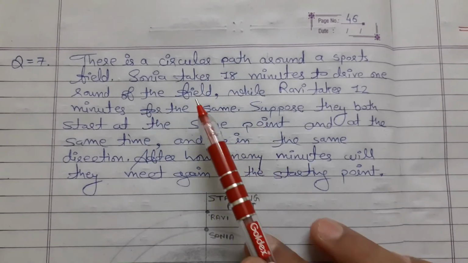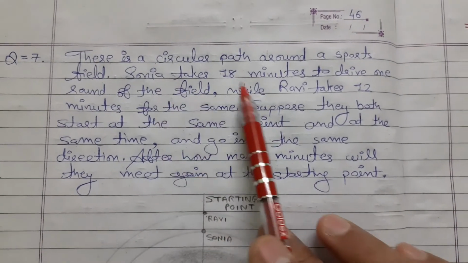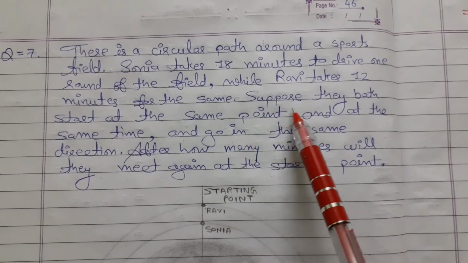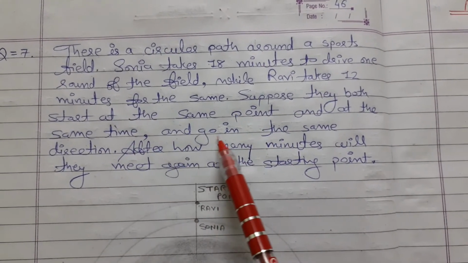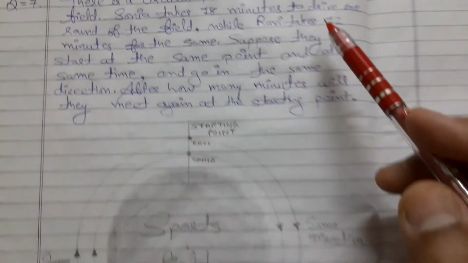Moving on to the last question. Question number 7. There is a circular path around a sports field. Sonia takes 18 minutes to drive one round of the field, while Ravi takes 12 minutes for the same purpose. Suppose they both start at the same point and at the same time and go in the same direction. After how many minutes will they meet again at the starting point?